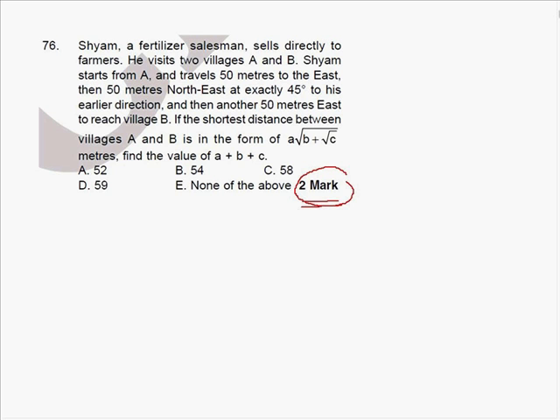Shyam, a fertilizer salesman, sells directly to a farmer. He visits 2 villages, A and B. Shyam starts from A, travels 50 meters to the east, then 50 meters to the northeast at 45 degrees, then 50 meters to the east. This is my A and that is my B.